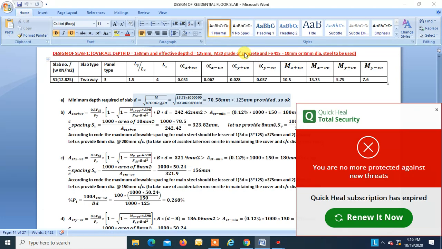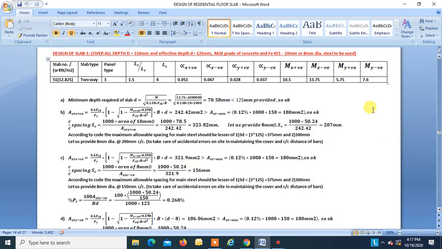M20 grade is used for concrete, and Fe415 we are using for steel. We will use 10 mm or 8 mm dia as our main strip. Okay. S1 two-way slab. Type of panel is 3. Ly by Lx ratio is 1.5. Lx is 4, and Mx positive is 10.5, Mx negative is 13.75, My positive is 5.75, and My negative is 7.6.